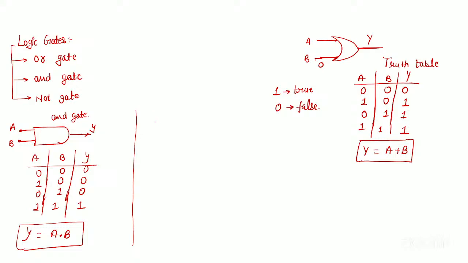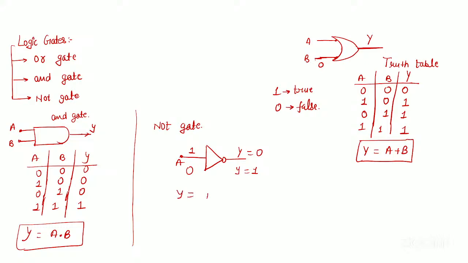Now the third gate is the NOT gate. The NOT gate is a triangular gate having a circle at the front, like this. It's a single input gate. If you give 1, it will return you 0. If you provide the input as 0, it will return you 1. It just reverses the value, nothing else.